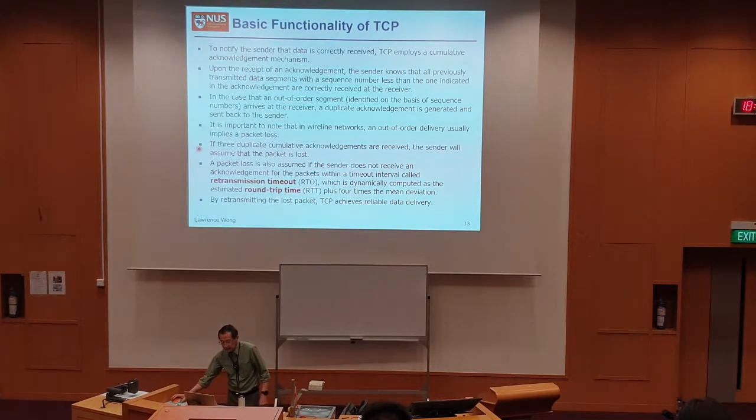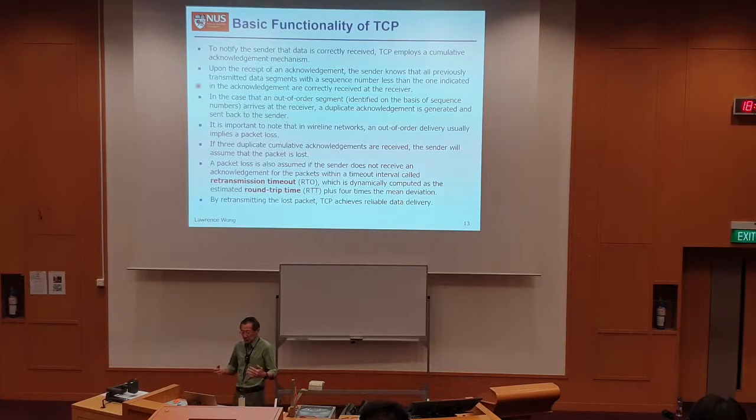So these are the basic functionalities of TCP: to notify the sender that data is correctly received. So TCP employs a cumulative acknowledgement mechanism. So you send me n, I will tell you, okay, I got n. I don't have to tell you each time I receive one. So it's cumulative. Upon the receipt of an acknowledgement, the sender knows that all previously transmitted data segments with a sequence number less than the one indicated in the acknowledgement are correctly received at the receiver. We'll show you some flow diagrams afterwards. Okay?